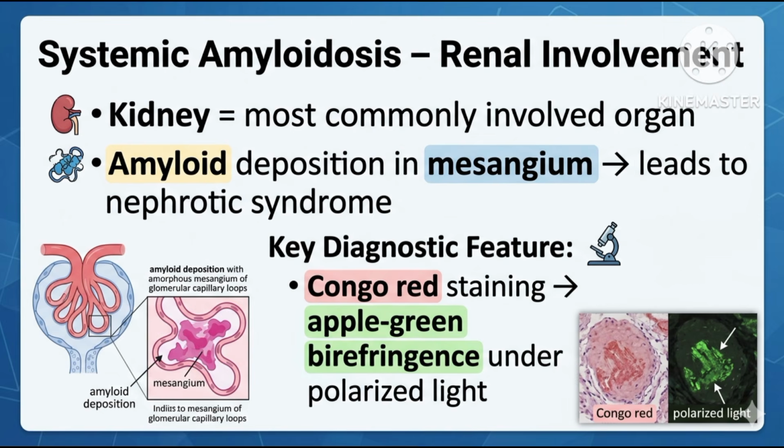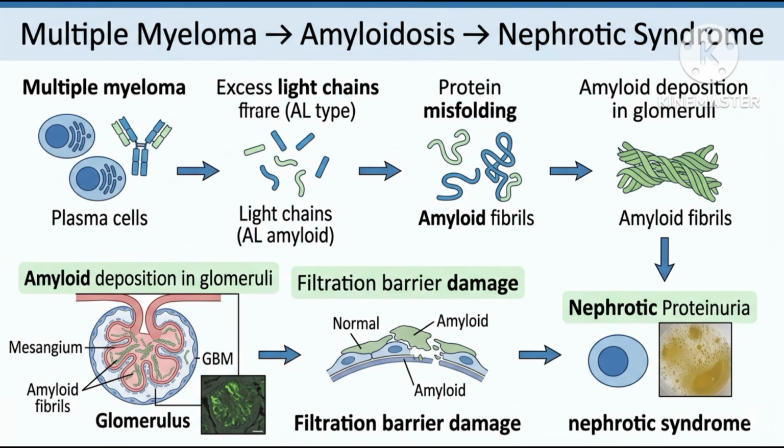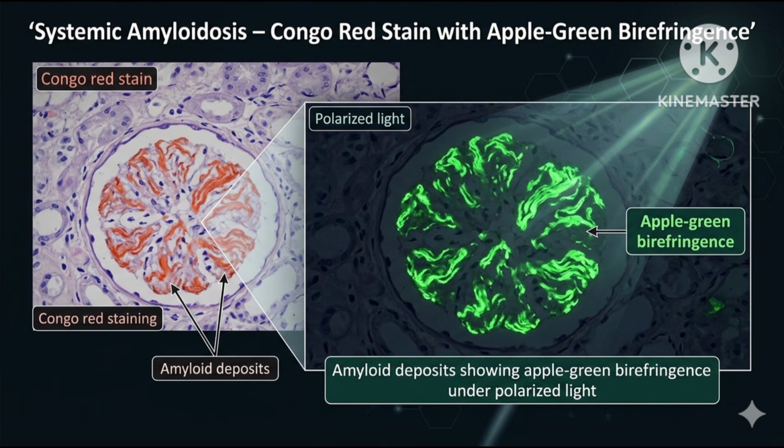In systemic amyloidosis, kidney is the most commonly involved organ. Amyloid deposition in mesangium leads to nephrotic syndrome. Upon Congo red staining, it will show apple green birefringence under polarized light. In multiple myeloma, there is increased production of light chains of immunoglobulins. These immunoglobulin light chains get deposited in mesangium, leading to amyloidosis. Congo red stain will show apple green birefringence under polarized light.